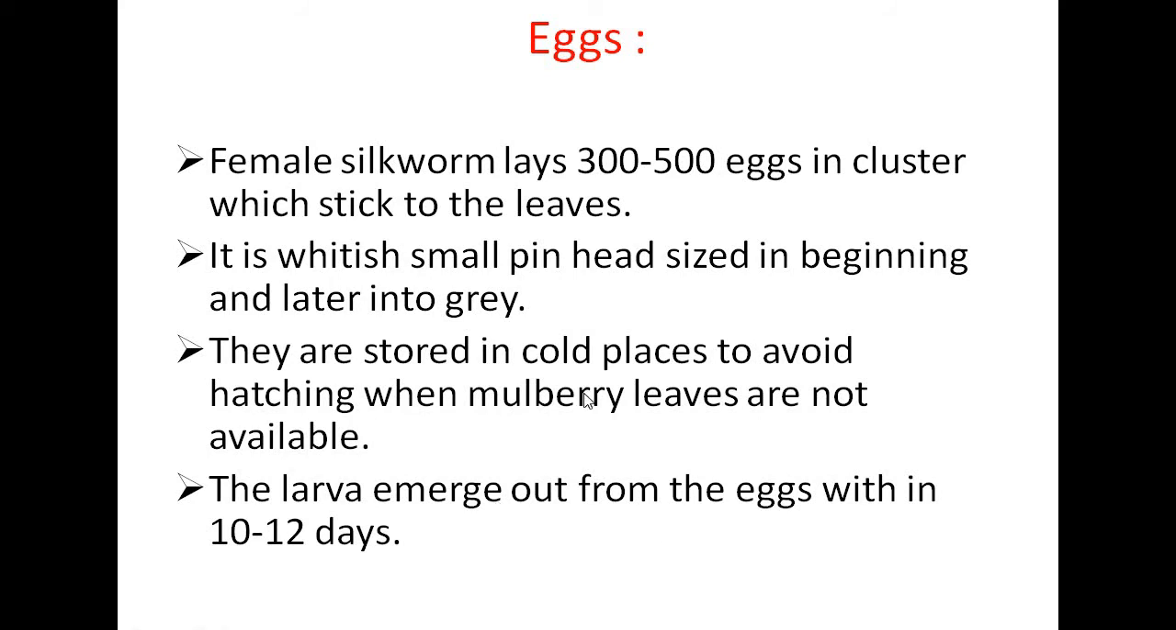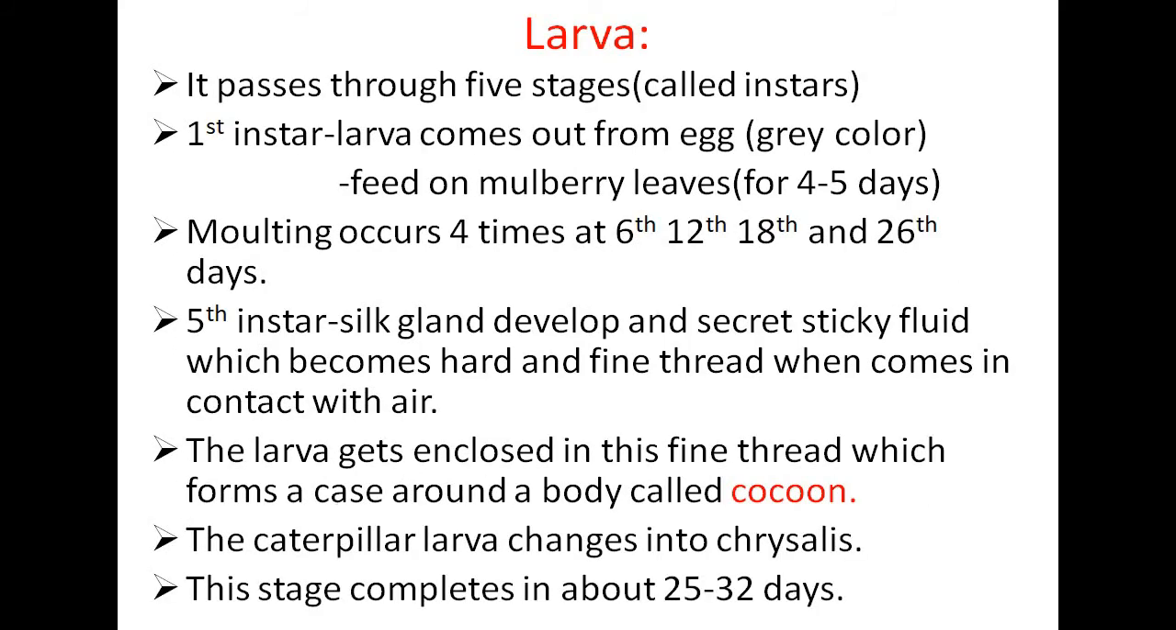That means if we do not get food, or if we do not get mulberry leaves, they are stored in the cold places. The larvae emerge out from eggs within 10 to 12 days. That means after the production of eggs, after 10 to 12 days, it converts into larva. Now let's see the eggs convert into larva stage.